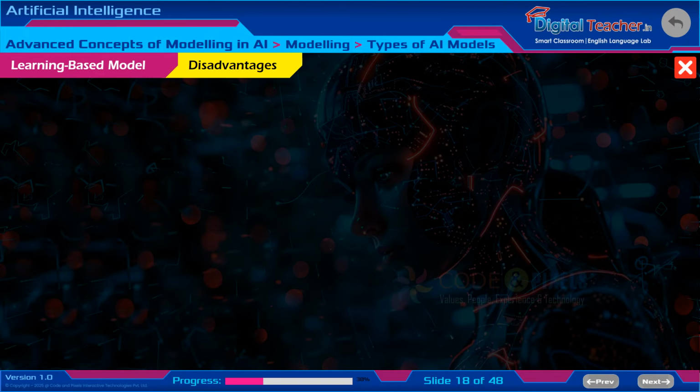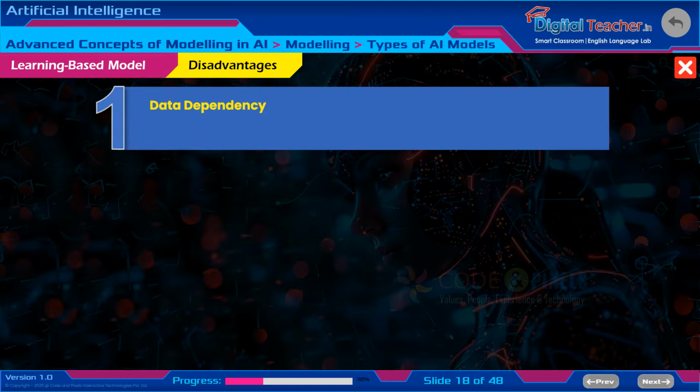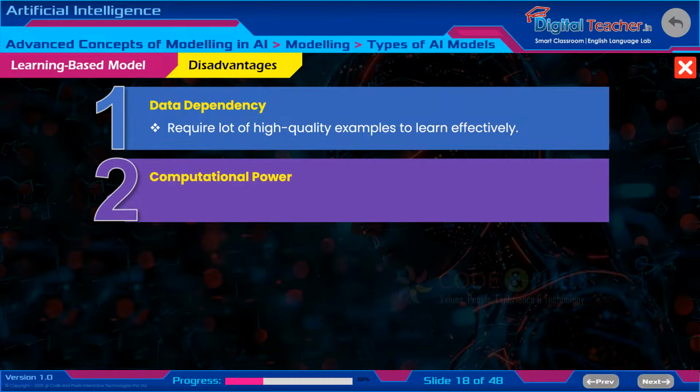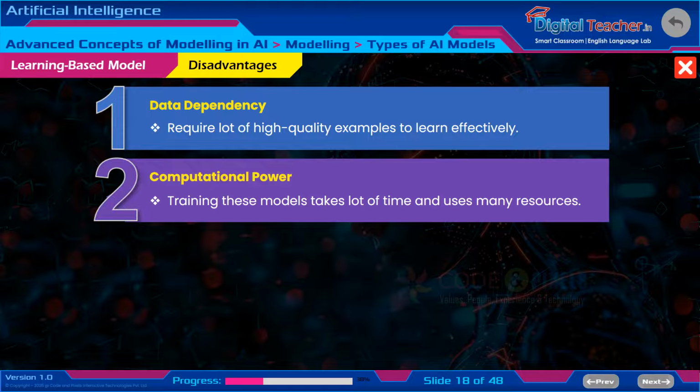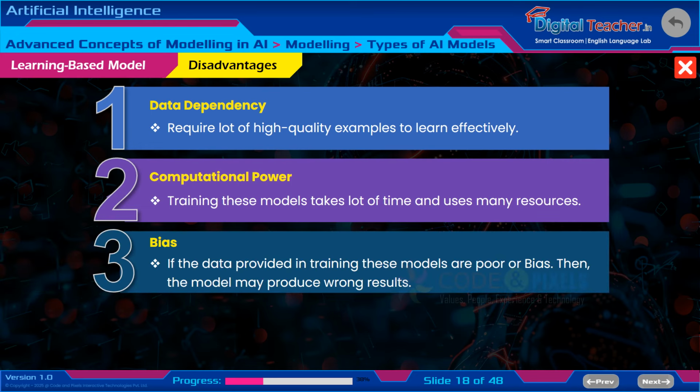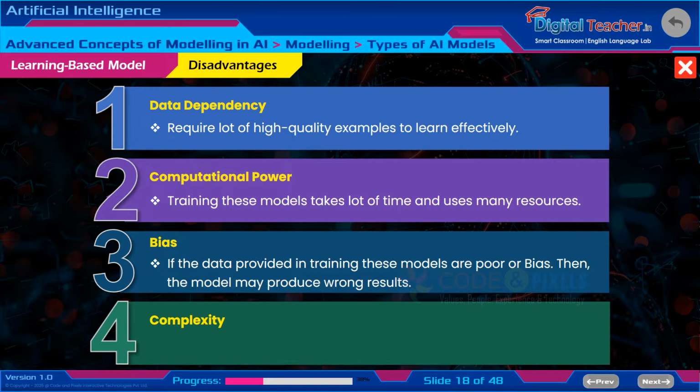Disadvantages of learning-based models. Data dependency. Require a lot of high-quality examples to learn effectively. Computational power. Training these models takes a lot of time and uses many resources. Bias. If the data provided in training these models is poor or biased, then the model may produce wrong results. Complexity. Difficult to understand the internal workings of some artificial intelligence models.